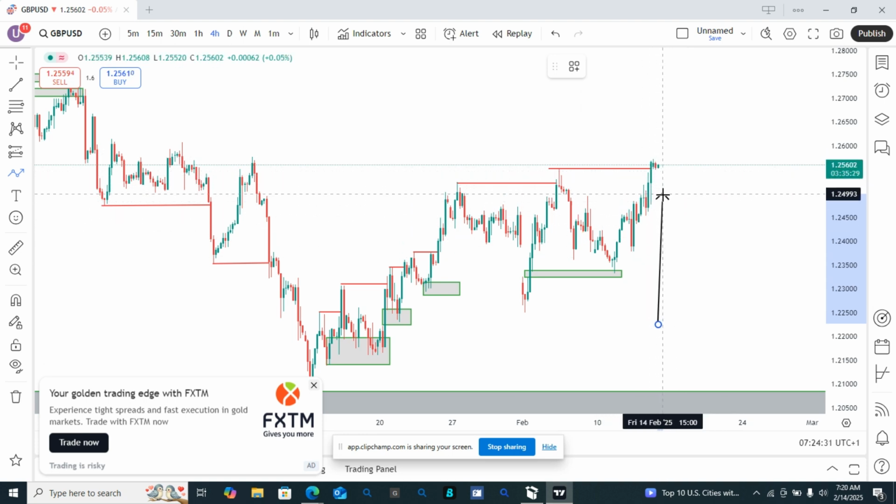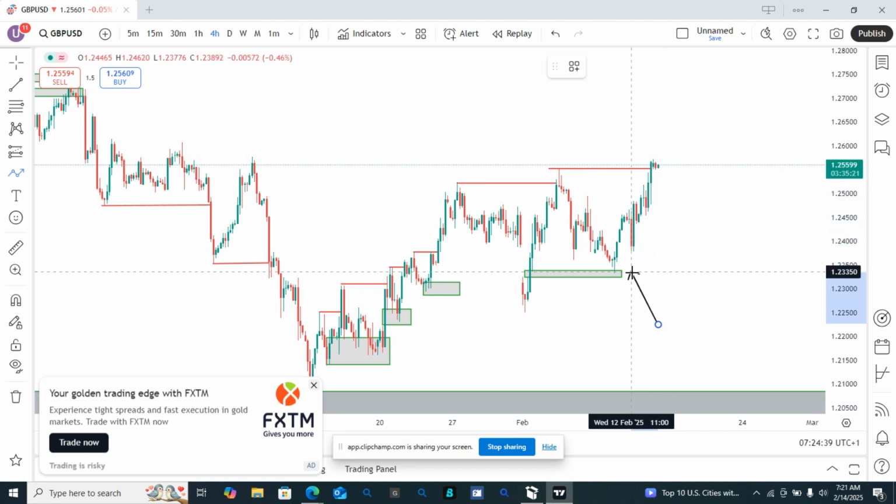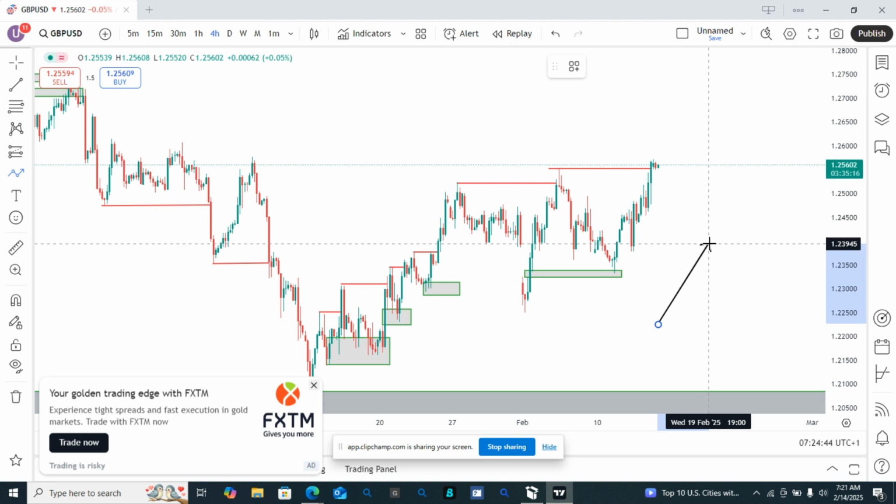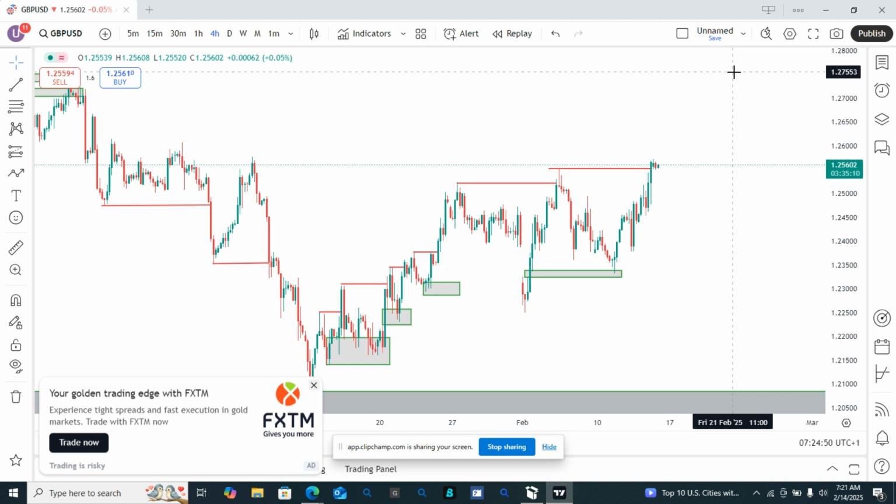But if you look at this zone now, there's no fair value gap from here to here. So probably price will come back to this zone again, forming a double bottom. So let's see what will happen. But I will advise you to go to your chart and practice, practice and practice. When you master this, start executing it, and you'll be profitable in this forex industry.